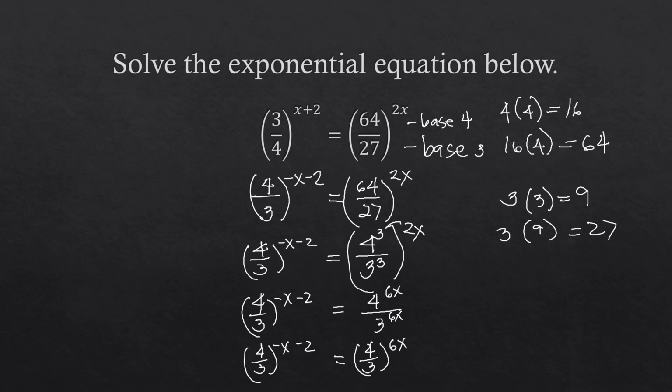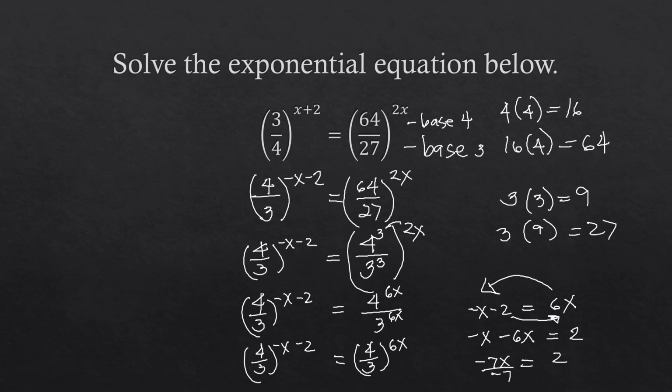If you look at that, we now have similar bases, so we equate our exponents. So we have negative x minus 2 equal to 6x. Then again, we solve for x. We move 6x to the other side, so we have negative x minus 6x, and then we move our 2 to the other side, so this is now equal to positive 2. Negative x minus 6x will be negative 7x equal to 2. Dividing by negative 7, our x will be equal to negative 2 over 7. So there you go.